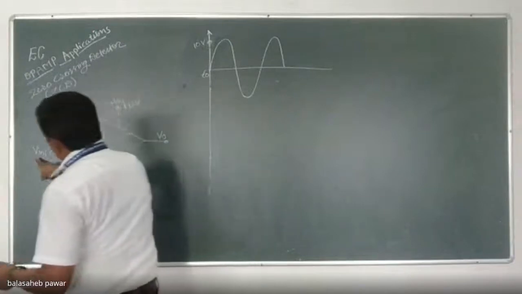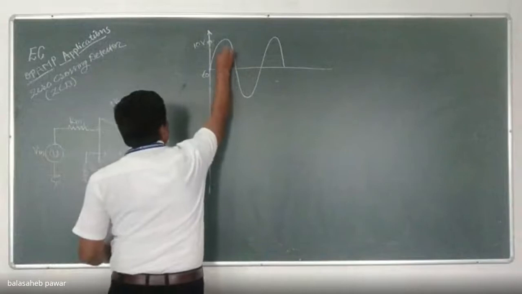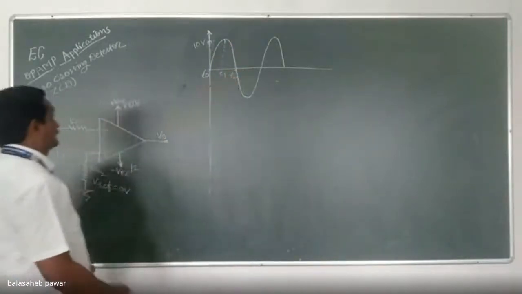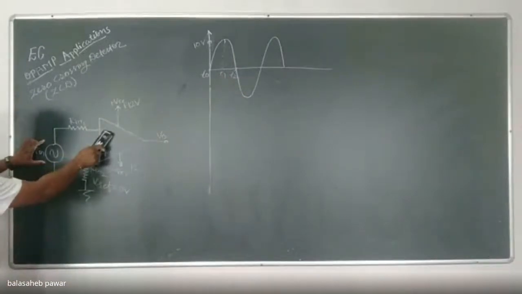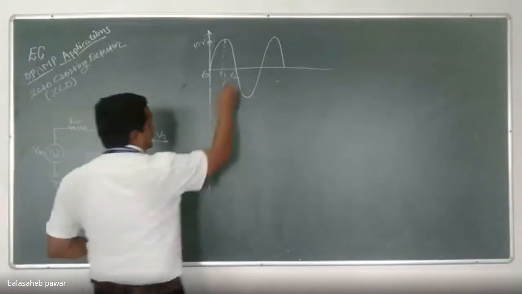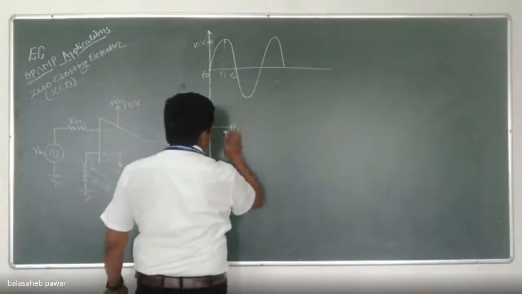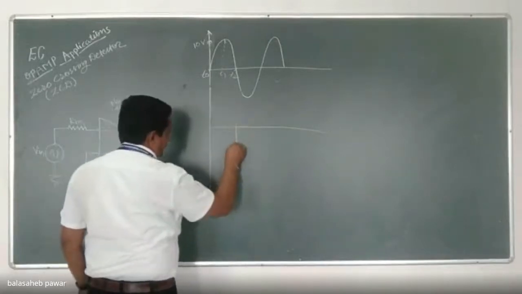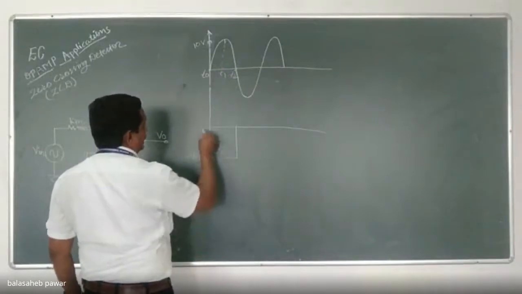Now, during the first positive half cycle of that input, we will divide it between T0 to T1 and T2. Input is positive. As it is connected to the inverting terminal, the output of op-amp, it will be minus Vsat. So for time duration T0 to T2, what will be the output of this circuit? It will be minus Vsat. Okay.